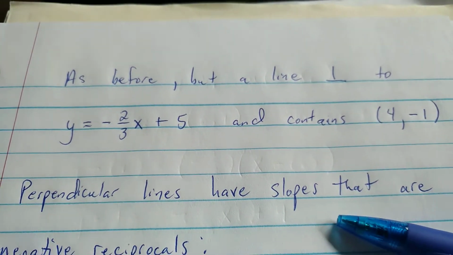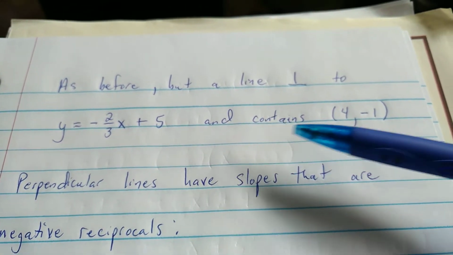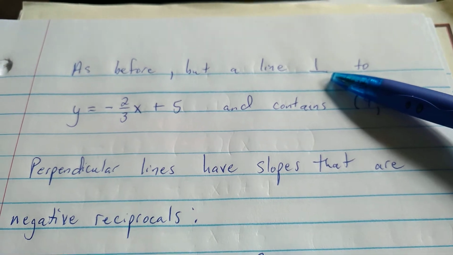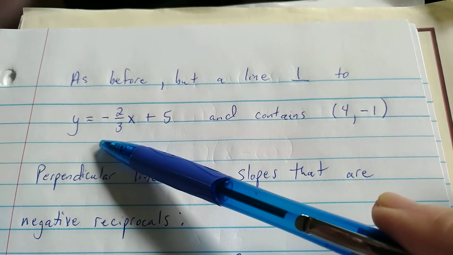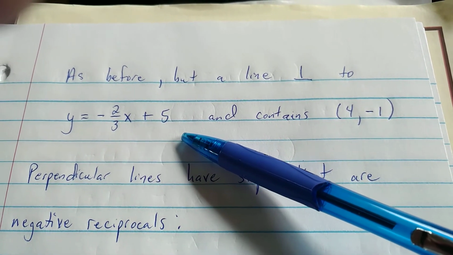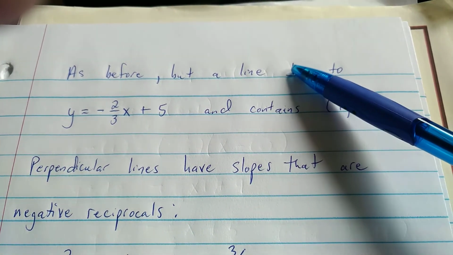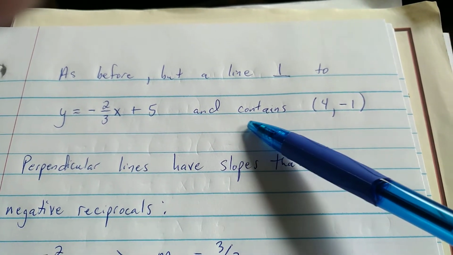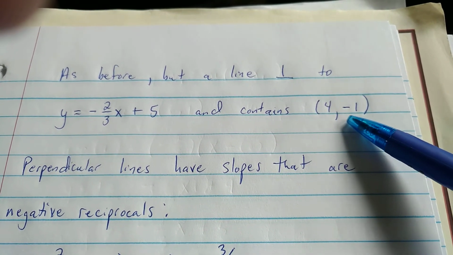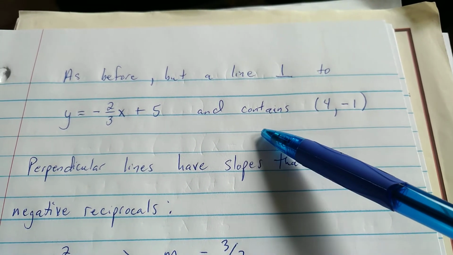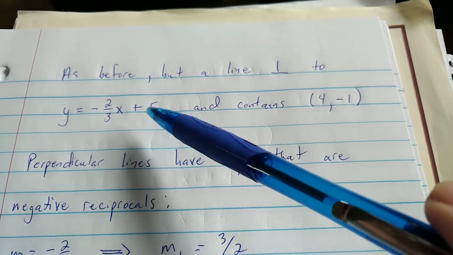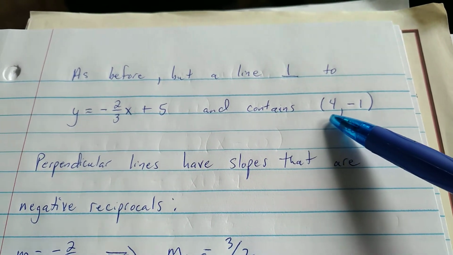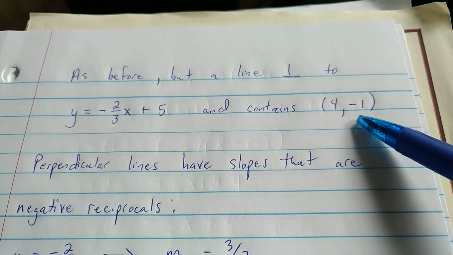Now we want to find a line perpendicular. Perpendicular, that's my symbol for perpendicular. A line perpendicular to the given line whose equation is y equals negative 2/3 x plus 5. And the line I'm looking for that's going to be perpendicular to this one, it's going to contain the point 4, -1. That means the equation I'm going after, if I graphed it, would be a line perpendicular to this one, and it would contain or pass through the point 4, -1.